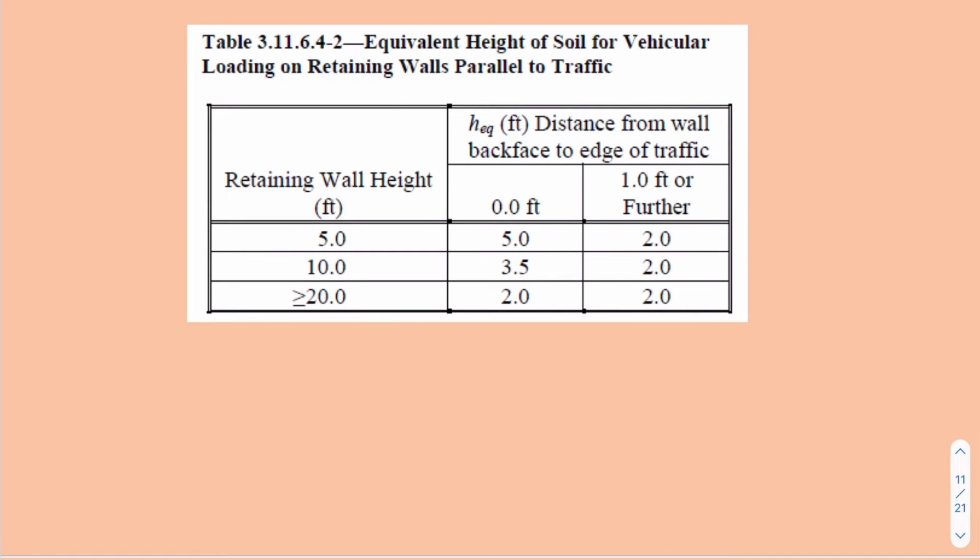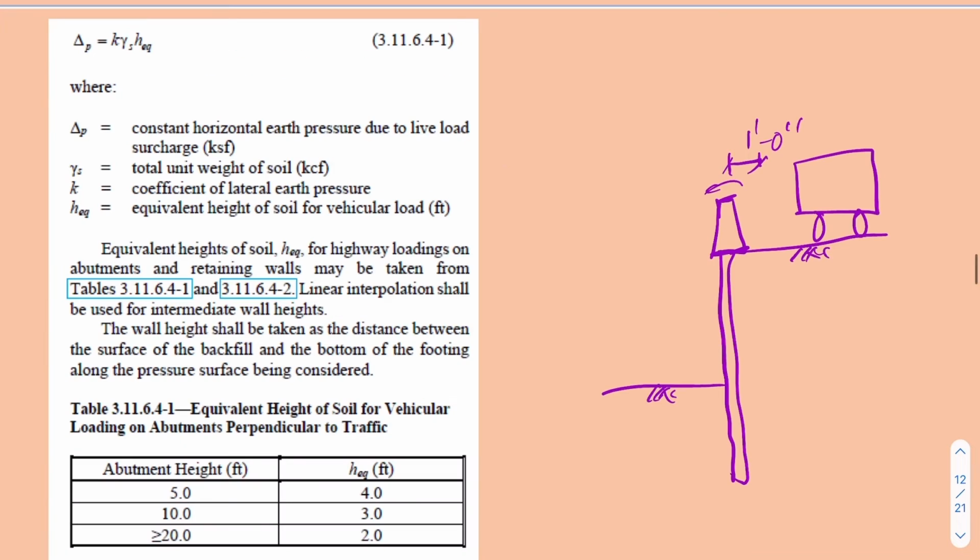Let's talk about live load surcharge on a sheet pile. In our case, traffic is moving parallel to the sheet pile. We'll use AASHTO Table 3.11.6.4-2, and you can see for any depth, if the distance is 1 foot or further, the equivalent height will be 2 feet.